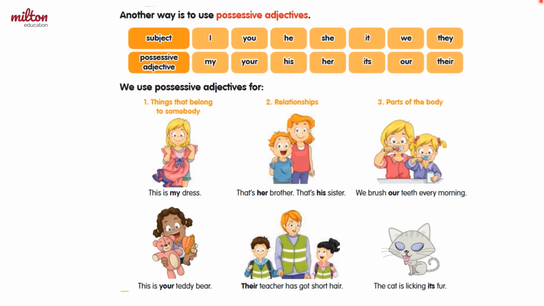All right, now that you have seen all of these different ways to use possessive adjectives and how to ask questions, you're ready for the exercises.